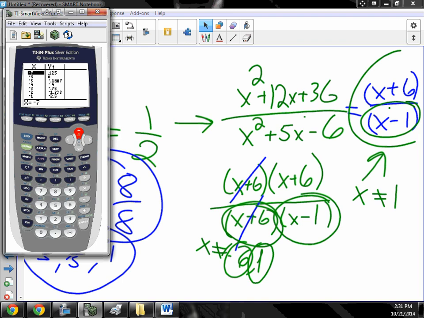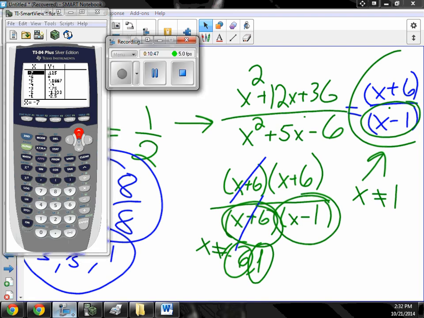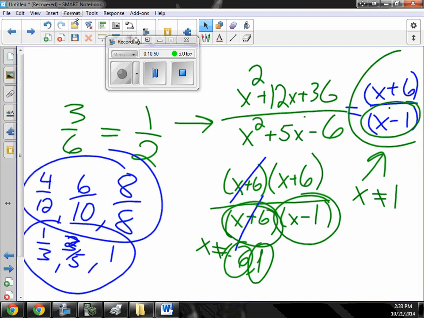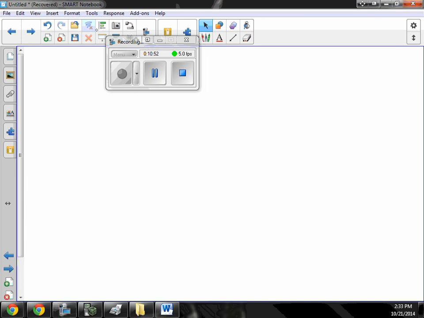Okay, so let me pause this. All right, let's look at a couple on your worksheet. For some reason, the easy ones on the front confuse people. I don't know why. They're the easiest ones to do.